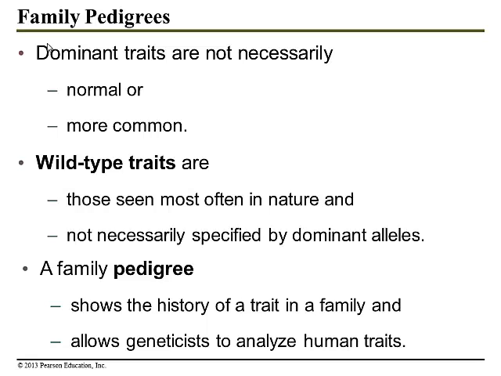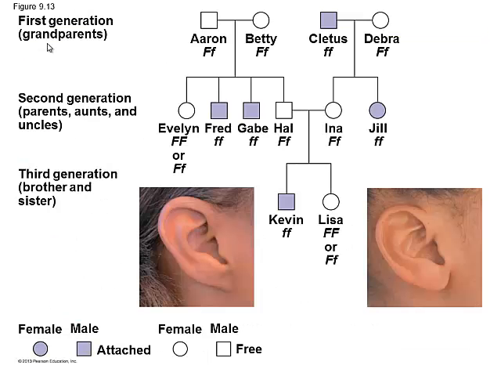So they're not necessarily specified by dominant alleles. Family pedigrees are going to show the history of traits in a family, and you can analyze human traits based on family pedigrees. What do we have now? I mean, this is how we figured it out way back when. But now we have genetic testing. But way back when, this is how we'd figure it out.